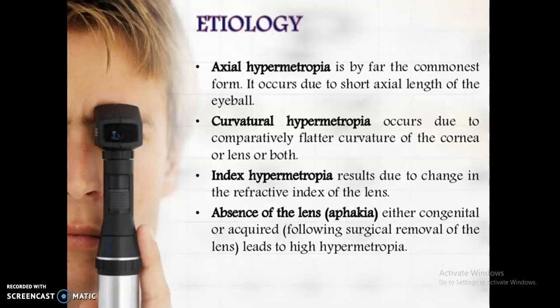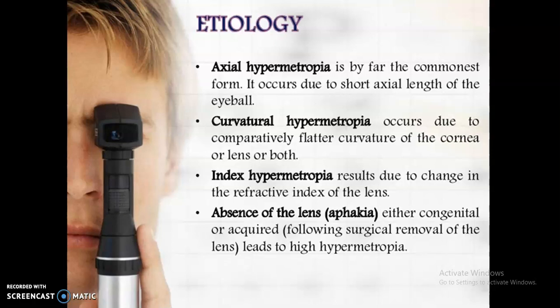Axial hypermetropia is by far the commonest form, and it occurs due to a short axial length of the eyeball. Then curvatural hypermetropia occurs due to comparatively flatter curvature of the cornea or the lens or both. Then index hypermetropia results due to a change in the refractive index of the lens.